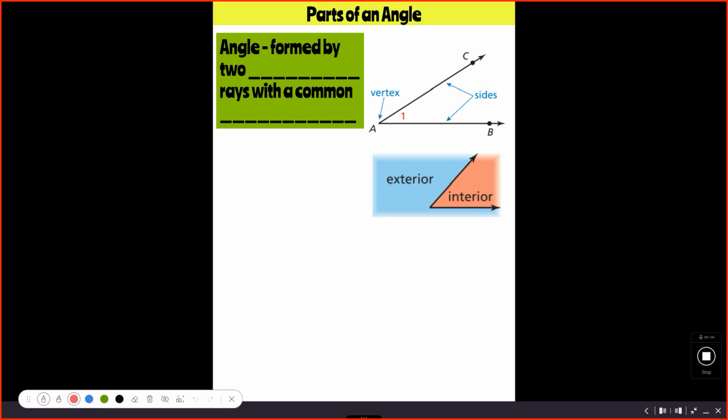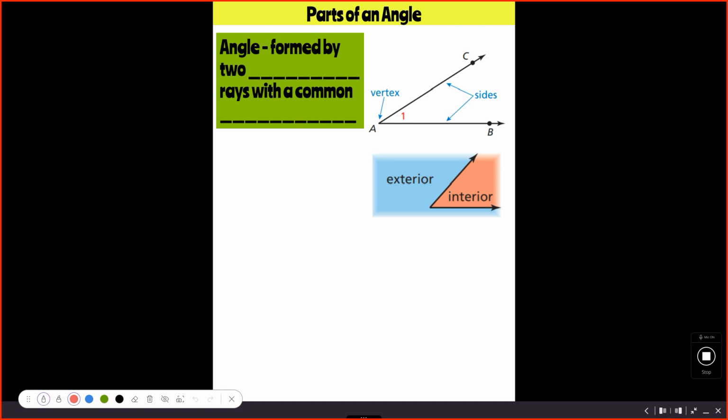Sides and vertex. An angle is formed by two blank rays with a common blank. What do you think goes in those two blanks? The first one is sides.